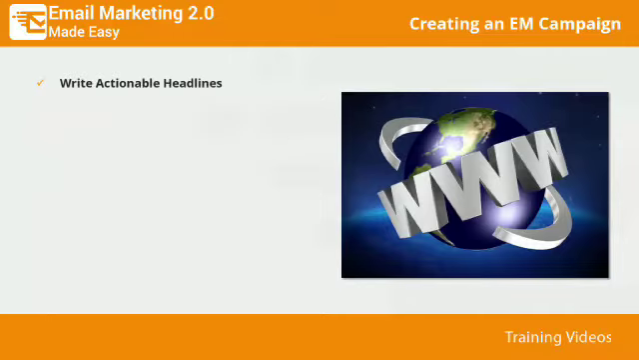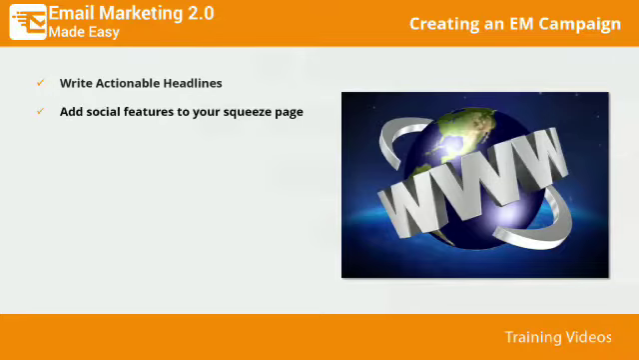Write actionable headlines. The first thing that you have to do to create an actionable squeeze page is to write actionable headlines. Pick your landing page's theme and write a headline that describes a specific action. Instead of "Get our free report," you have to write something along the lines of "Learn how to turn your affiliate business into a six-figure job with these 5 strategies."